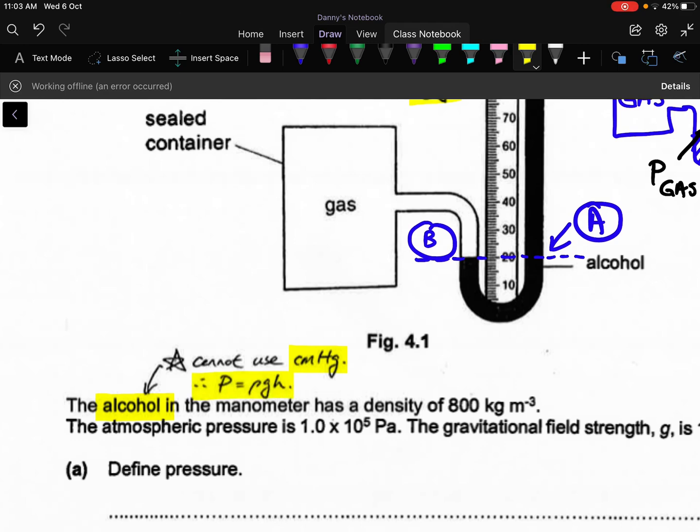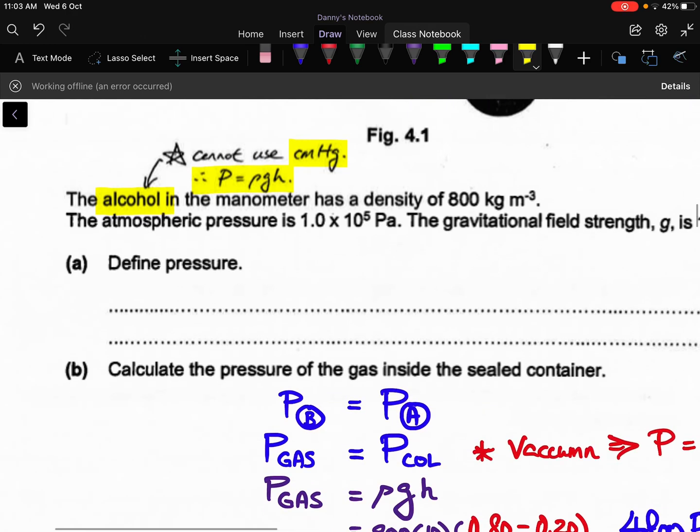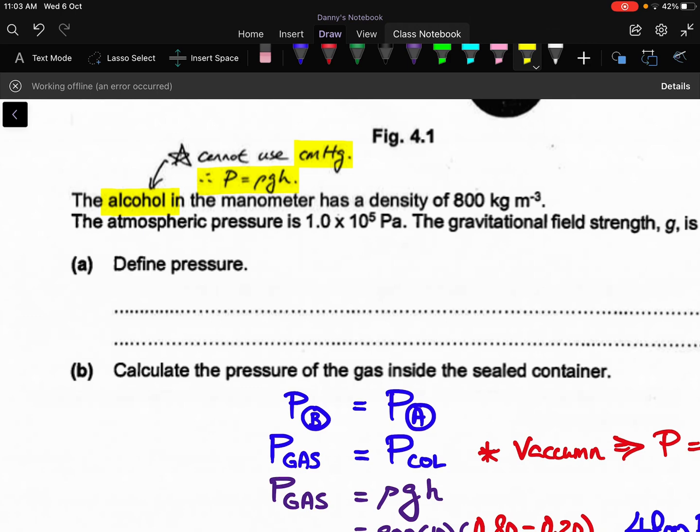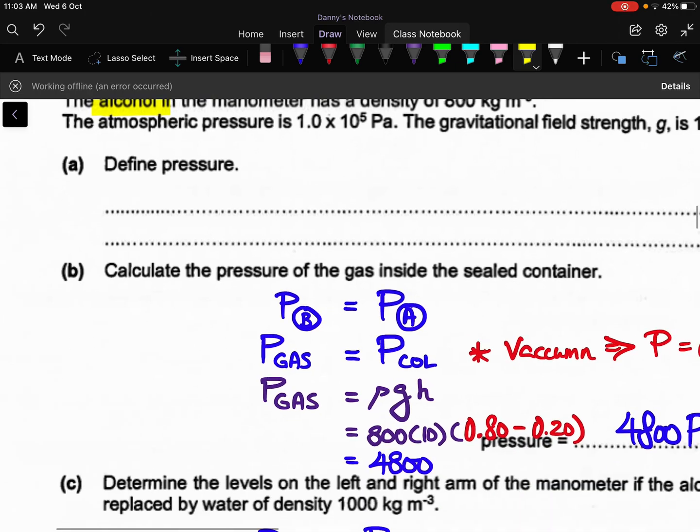So meaning that actually this question is very straightforward. You just need to use your ρgh formula. Define pressure, please go and look at the book. I think it is something along the line that says pressure is the product of blah blah blah blah blah. So this one you go and figure out.